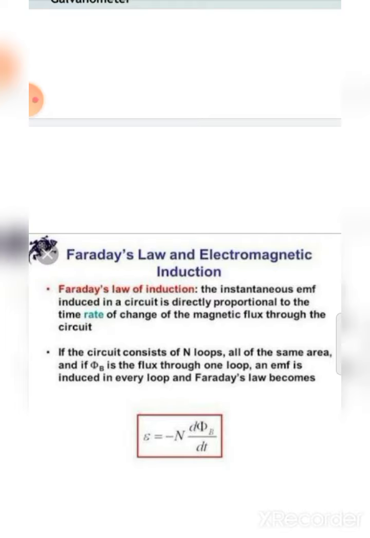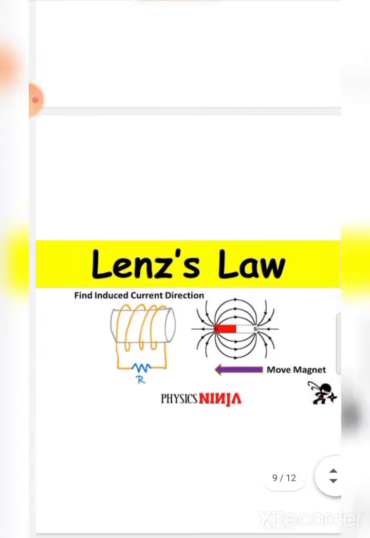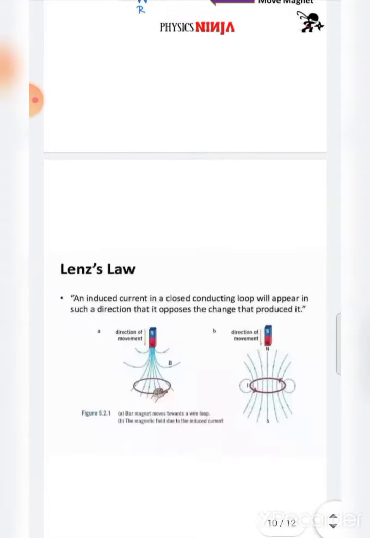A negative sign is given in this equation. The negative sign is a consequence of Lenz's law. Now let us see the next one, Lenz's law. Lenz's law indicates the direction of the induced current, in which direction the induced current is flowing. Lenz's law states that the direction of the induced current is such that it always opposes the cause responsible for its production.